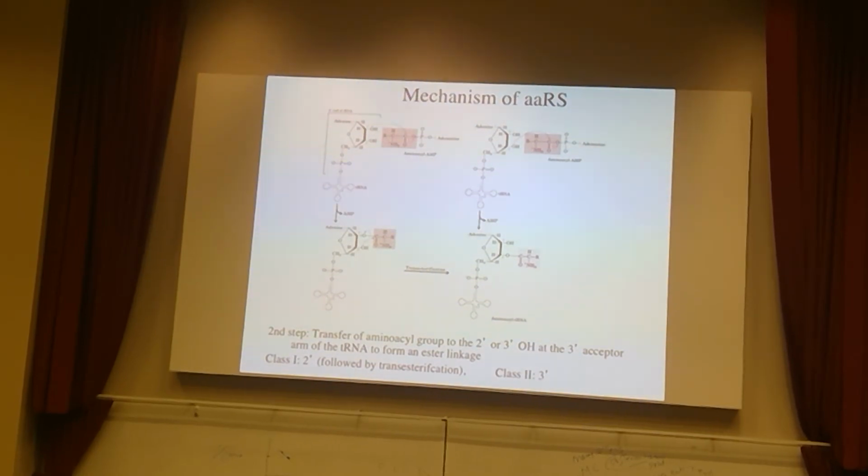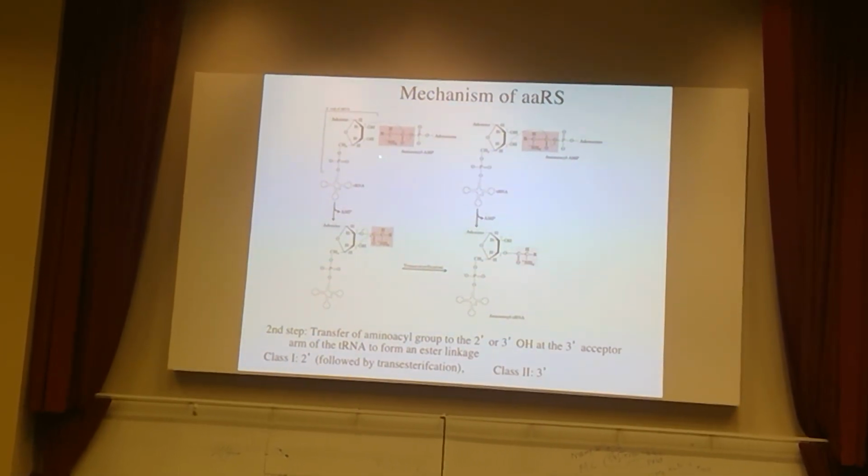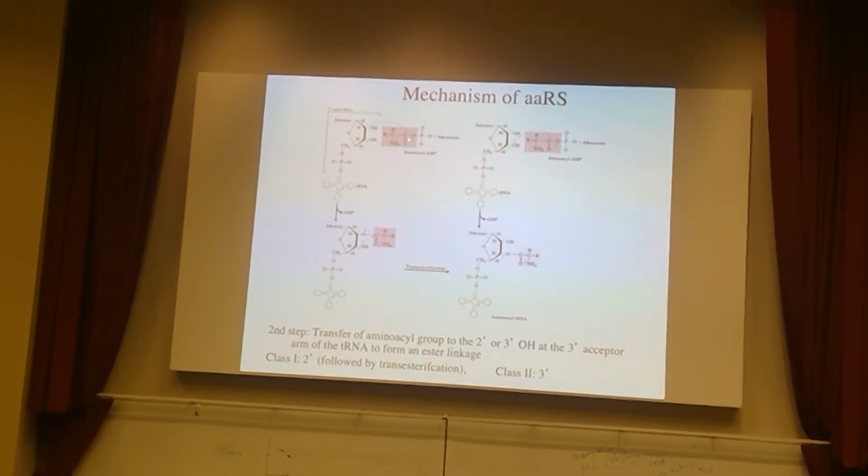And here things get maybe a little bit complicated. There are 20 of these synthetases. They fall into two categories, two classes. And the mechanism is slightly different. For these class 1 aminoacyl tRNA synthetases, we're going to initially attach the aminoacyl group onto the 2' hydroxyl group of the adenine that's right at the 3' end of the tRNA.